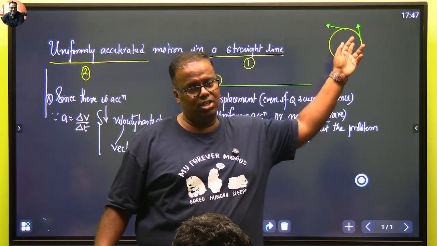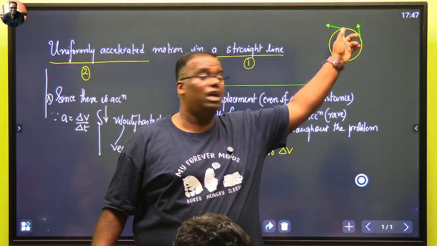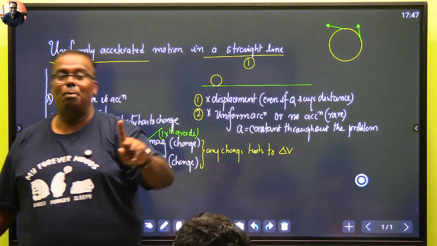So मान लो ये engine का shaft है. It's rotating at how much? 2200 rpm. But this point has a different velocity. This point has a different velocity. Not by magnitude, but by direction.